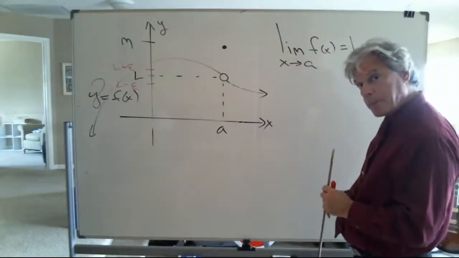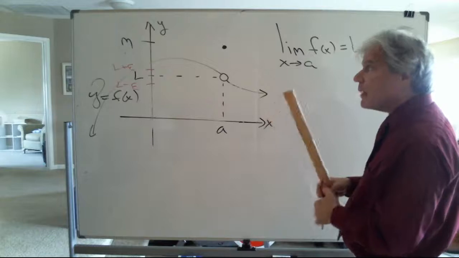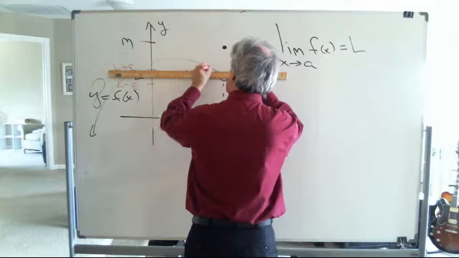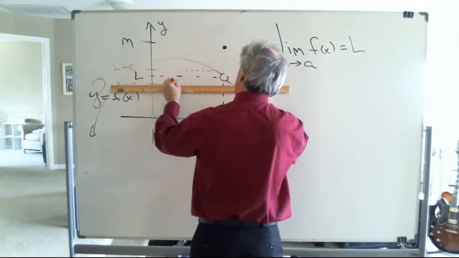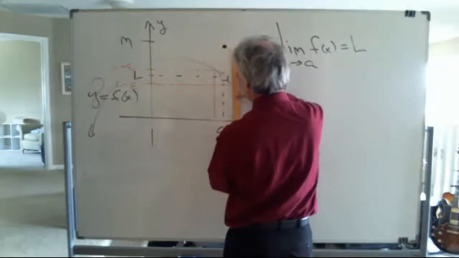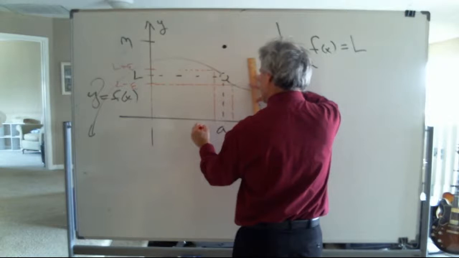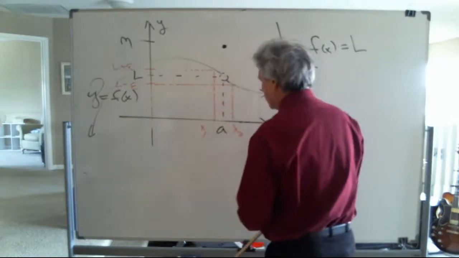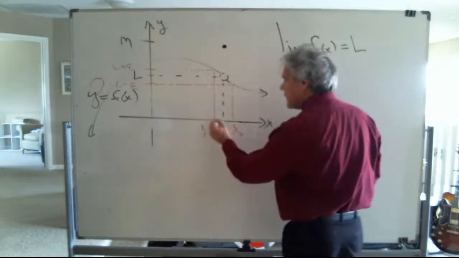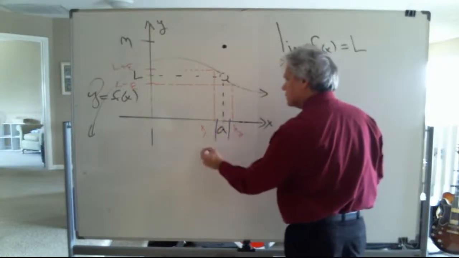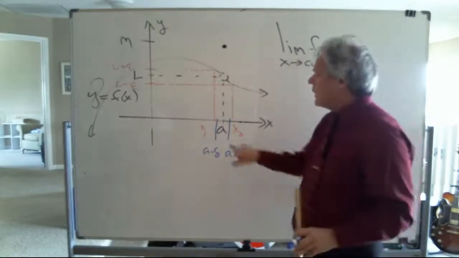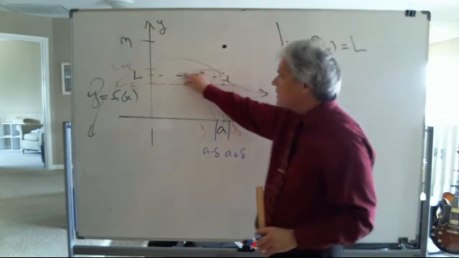For this to be true, it means that no matter how far I deviate from L, say epsilon units above or below, then I'm guaranteed, x1, x2, then I'm guaranteed that's the amount of deviation from a to the left and to the right, say my delta units. That guarantees me y values on the curve that are within epsilon units of L.